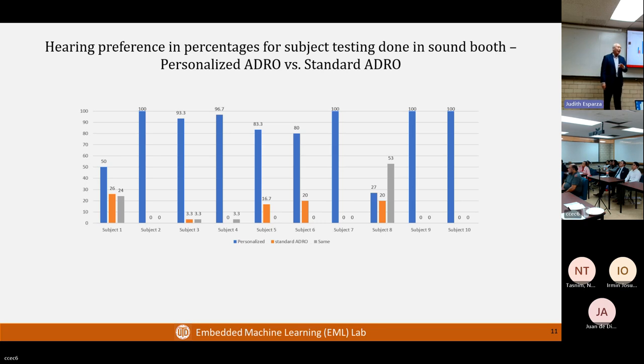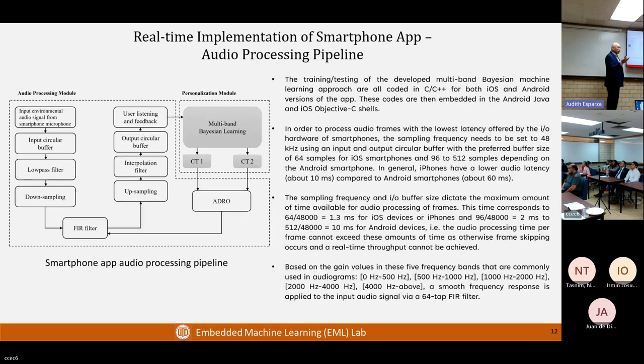All these experiments were done in background noise, normally babble noise at 5 dB signal to noise ratio. So we established that if we personalize ADRO, this hearing aid prescription, patients prefer the personalized version to the original standard version. Now we took this algorithm and created an app out of it, because we want users to be able to do the training in a real world setting, in real world audio environments.